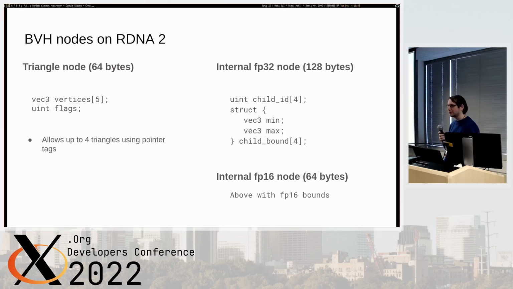And with that comes a bunch of predefined hardware nodes. Every vendor is different in this. We have a triangle node, which can contain 5 vertices, and we can do 4 triangles based on pointer tagging in the low bits of the address of the nodes. The same pointer tagging is used, by the way, to distinguish between internal nodes and triangle nodes. And then we have internal nodes, both 32-bit float and 16-bit float variants. We have 4 children per node, and min and max bounds per child.